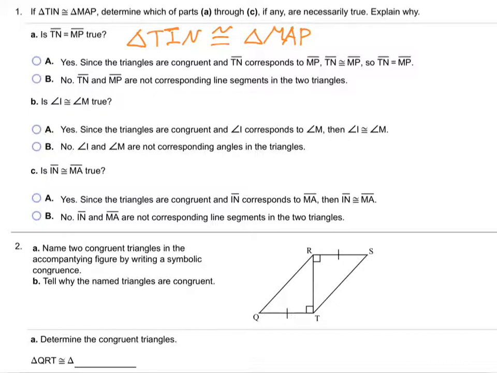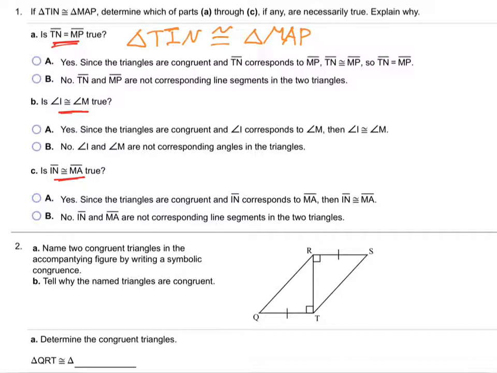If that's the case, they're going to ask us a bunch of things. They're going to say, okay, if that's the case, does that mean that side TN is equal to side MP? Does that mean that angle I is equal to angle M? And does that mean that side IN is equal to side MA? Well, you might think at first, well, yeah, if they're identical, they're identical. Yeah, but you got to make sure they're matching up the corresponding sides and angles. So let's take a look.